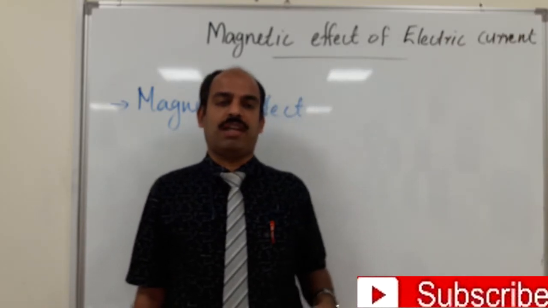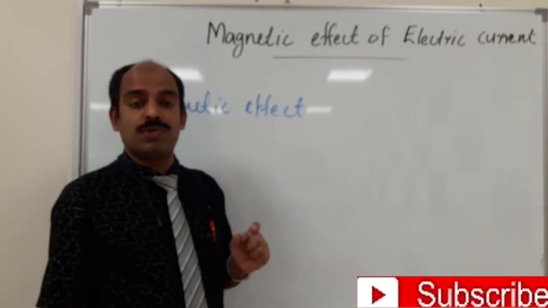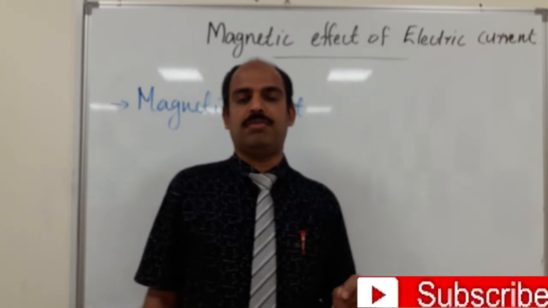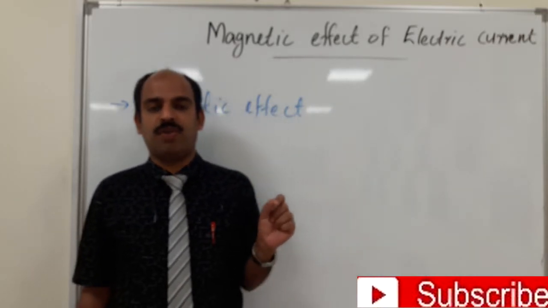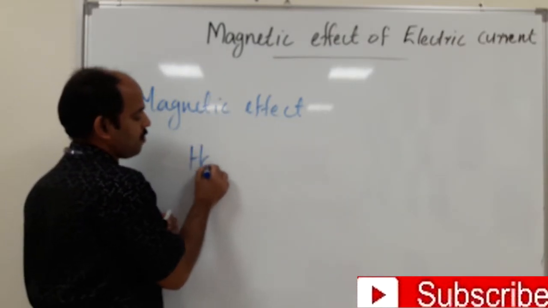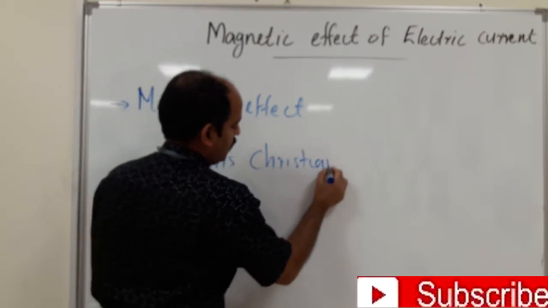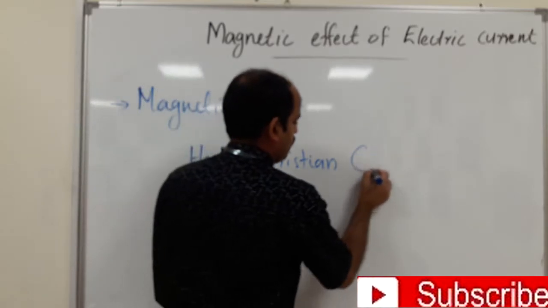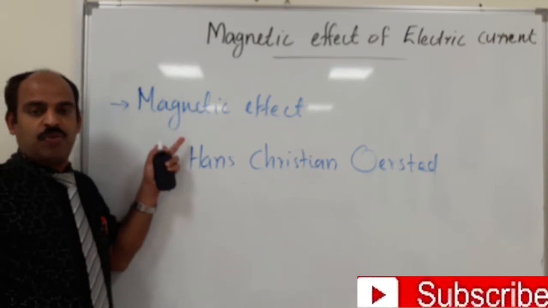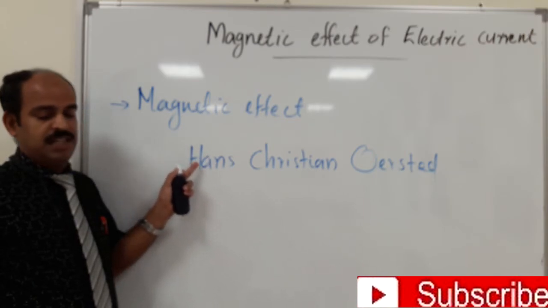What is the magnetic effect of electric current? It means the phenomenon of producing a magnetic field around a current carrying conductor when current is passing through it. It was discovered by Hans Christian Oersted.